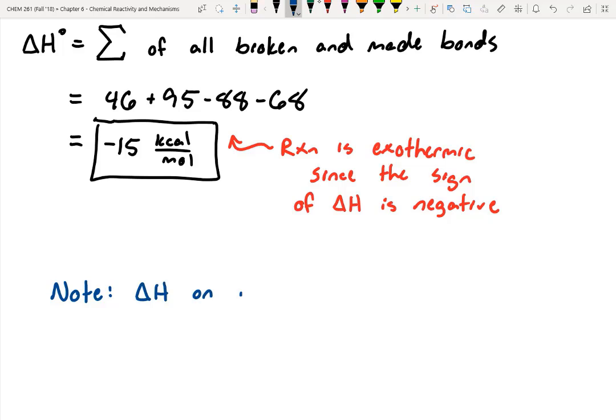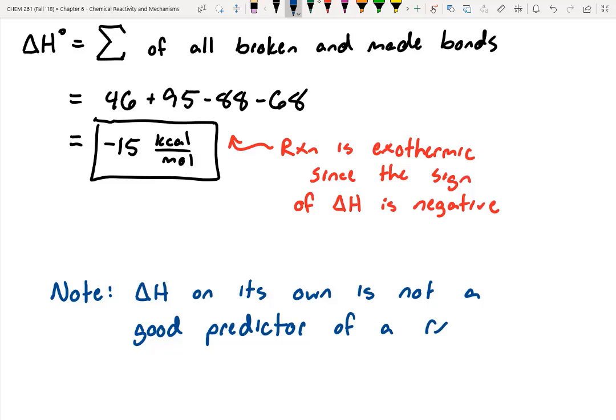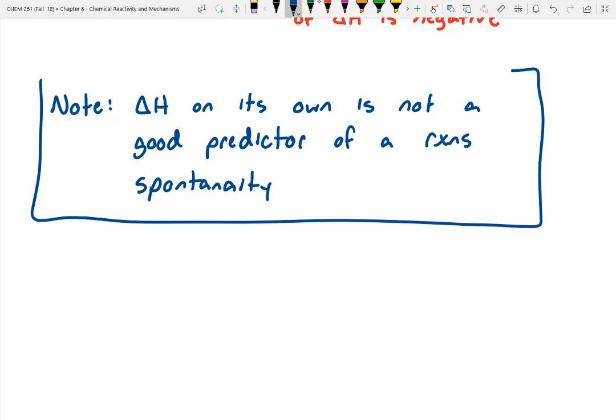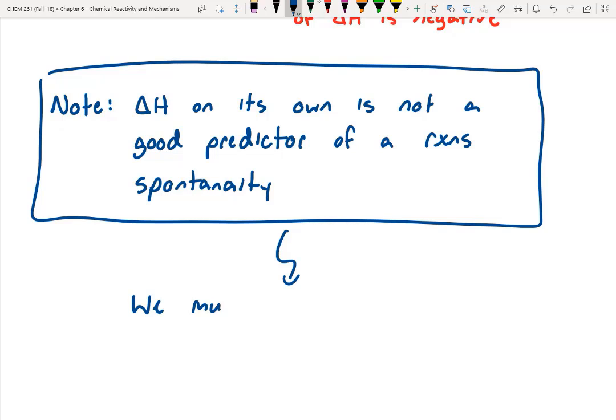Delta H on its own is not a good predictor of a reaction's spontaneity. We must know about entropy.